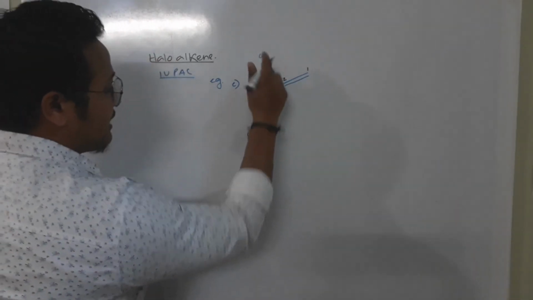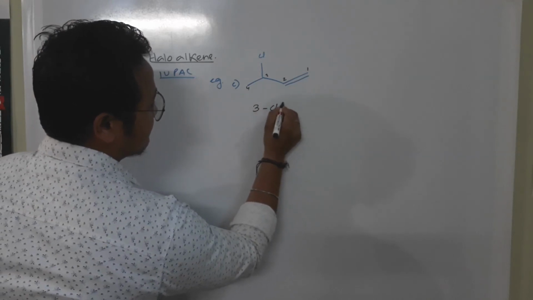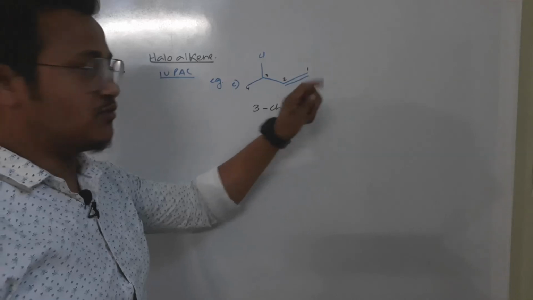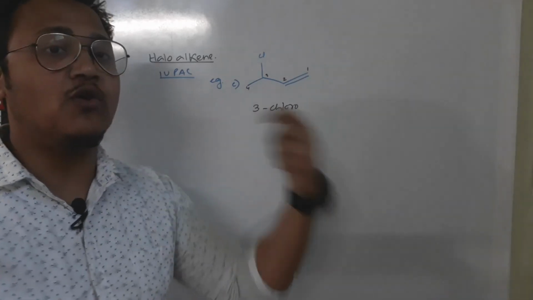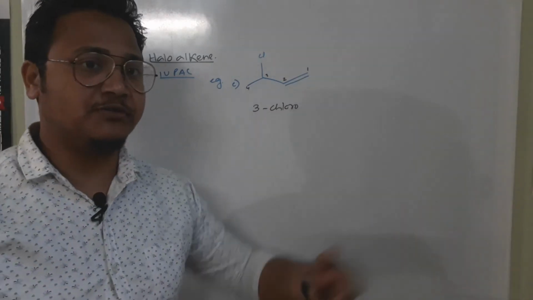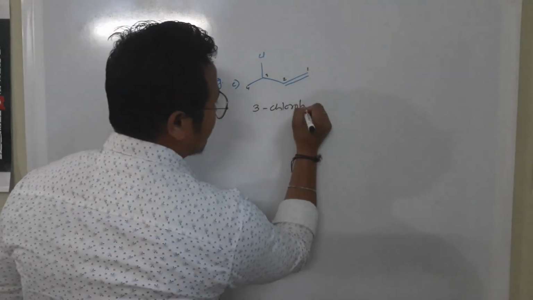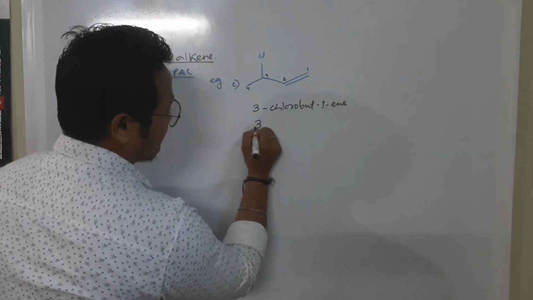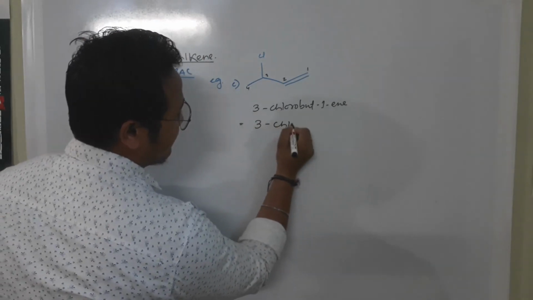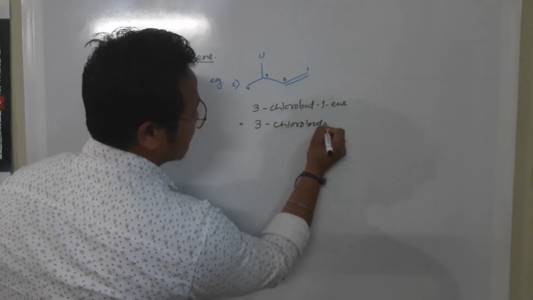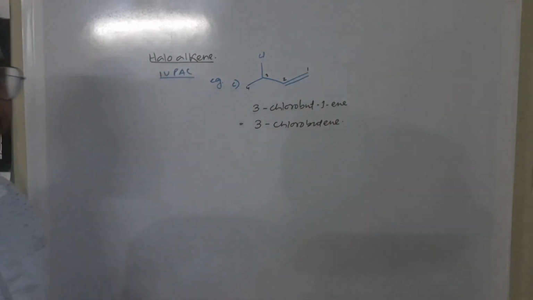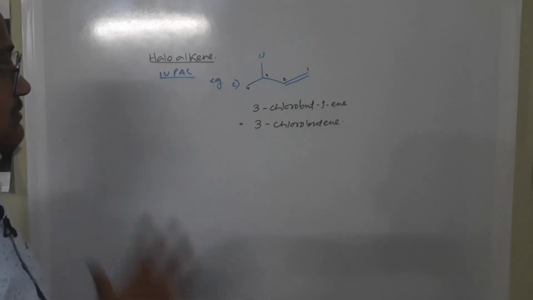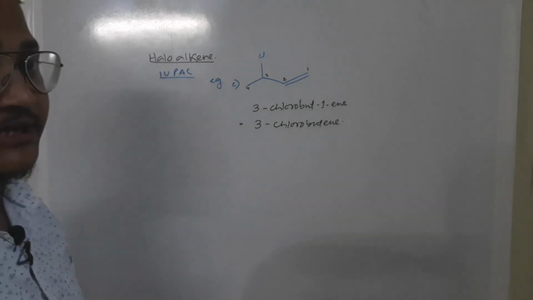Clear? So 3-chloro, right? 3-chloro. And the double bond is starting from the first carbon. When it starts from the first carbon, it is not necessary to mention the position. You can simply write 4 carbon, but, right? You can write 1-ene, or you can write 3-chlorobutene simply also. Clear? So I think you have understood these things also. There are some examples in your textbook, so you can go through those examples also.